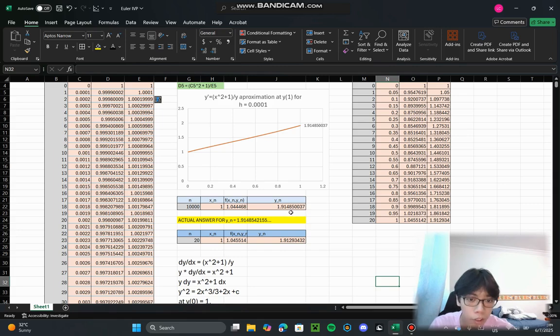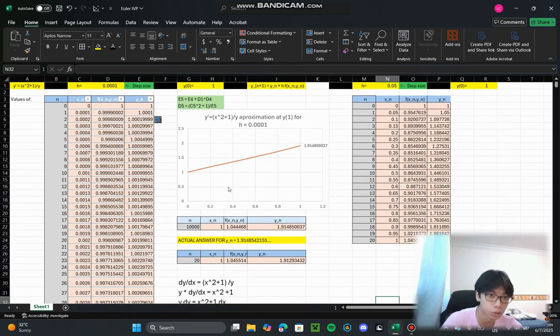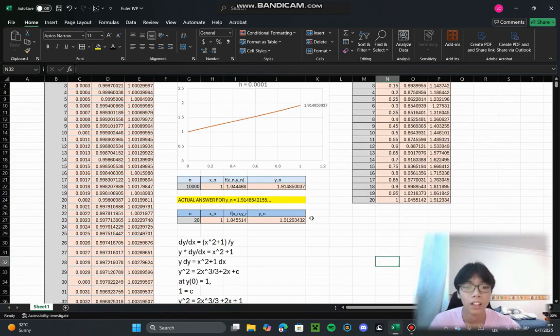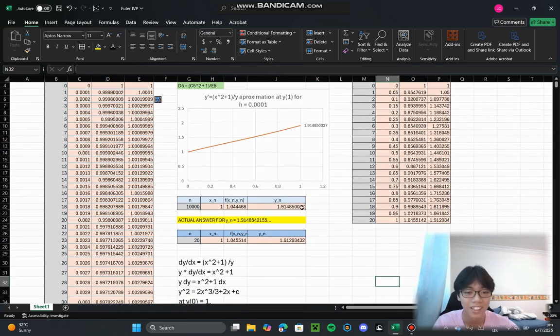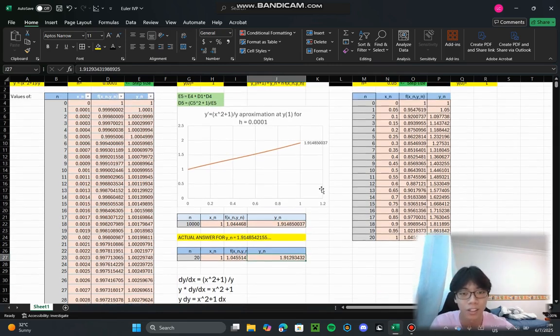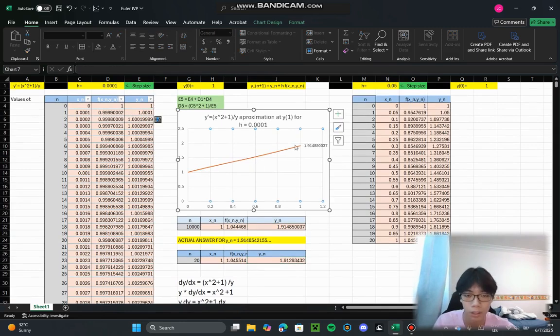We get 1.9485037 compared to when the step size is 0.05, we are now getting 1.91293432. Oh, I'm rapping right now. So we can see that the smaller the step size, the more accurate the answer, because this value is clearly closer than this one. So here's a graph just for you to see.